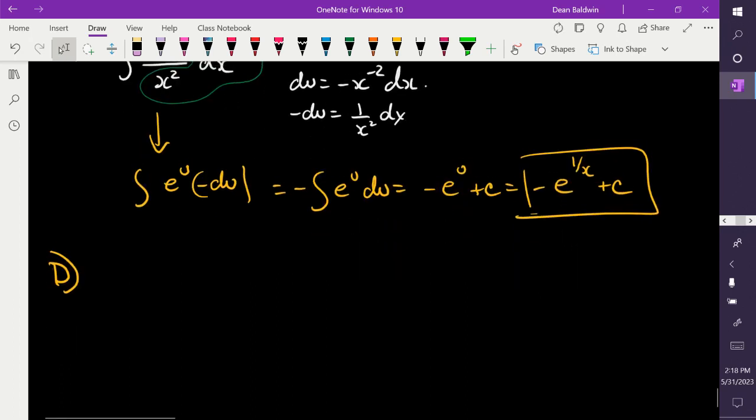All right. D. Integral. We'll make it straightforward. Sine of x e to the cos x dx.